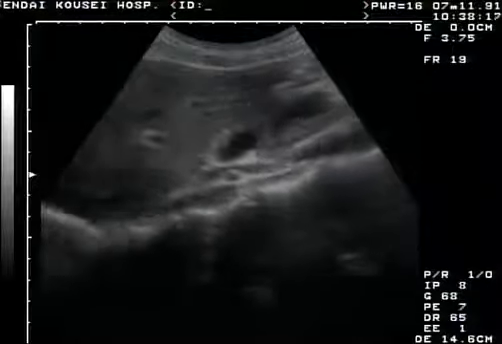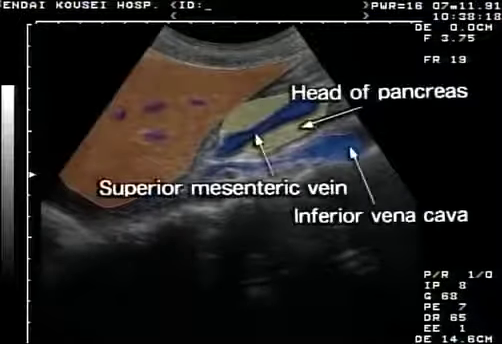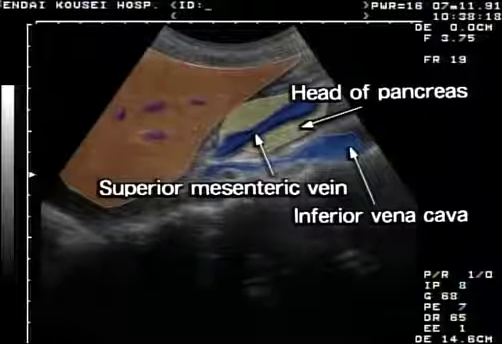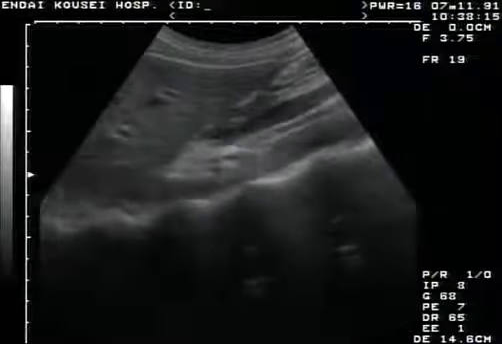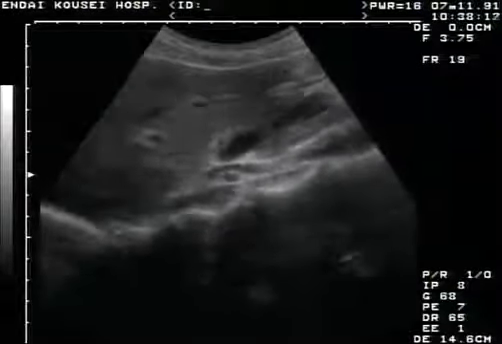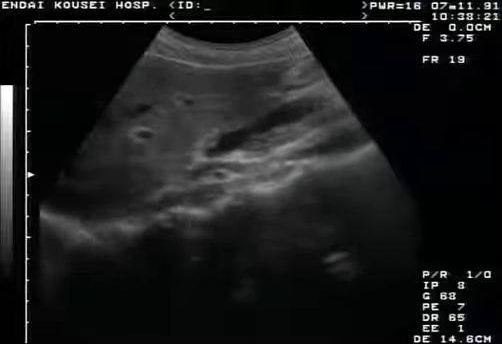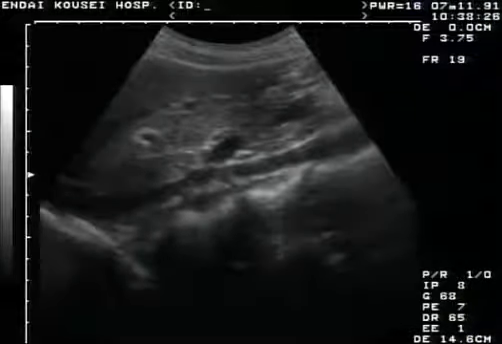The echoes from the pancreas are usually too weak to be visualized clearly. Therefore, use the inferior vena cava and superior mesenteric vein as a reference to identify the head of the pancreas. Check for abnormalities in the size of the pancreas and in the overall echo level. Look for calcifications or tumors and dilatation of the pancreatic duct.